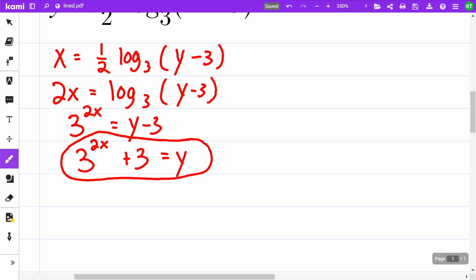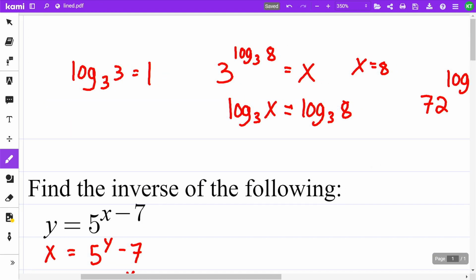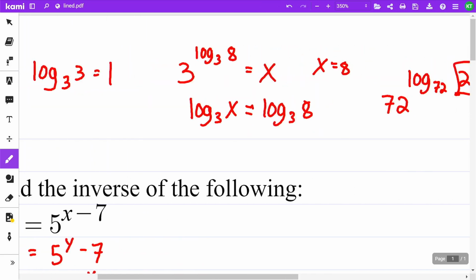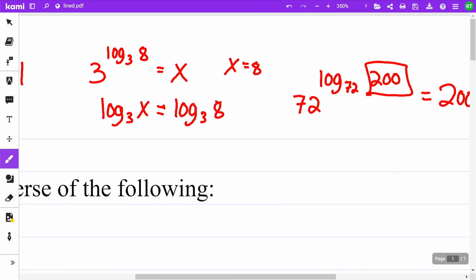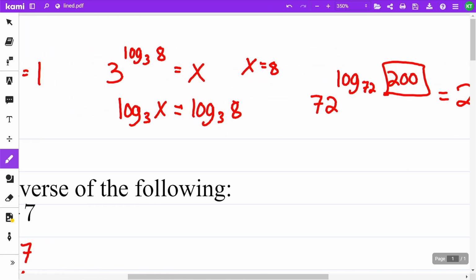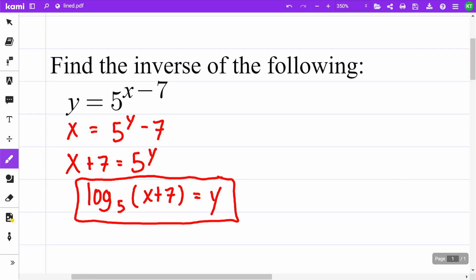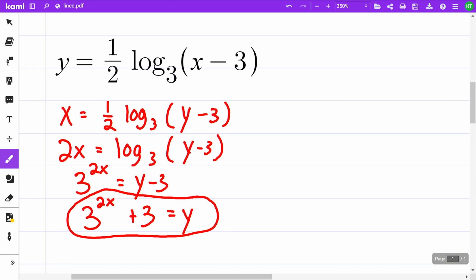So that is how, one, the relationships between logs and exponentials work, how they cancel each other out to equal 1 and just leave our number in our argument for these examples, and also how inverses of exponentials and inverses of logarithms work.